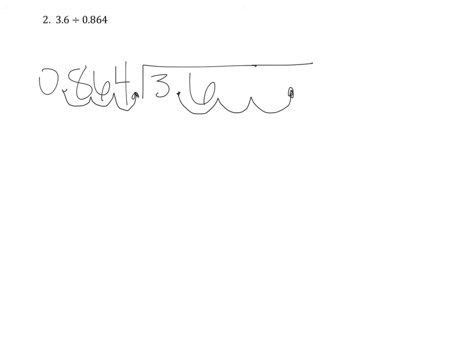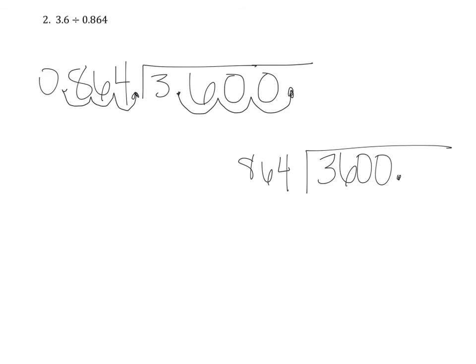Now you'll notice you have these little empty loop-de-loops. So we're going to add 2 zeros. Okay. So our new problem is going to be 3,600 divided by 864. I'm just going to go ahead and bring this decimal straight up.